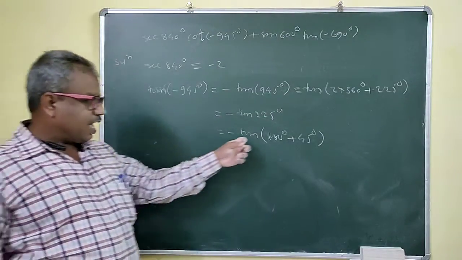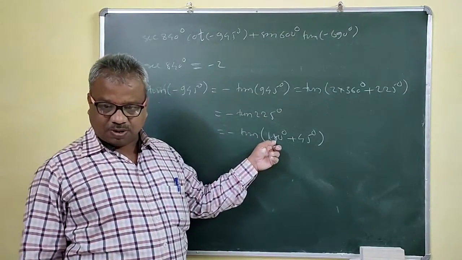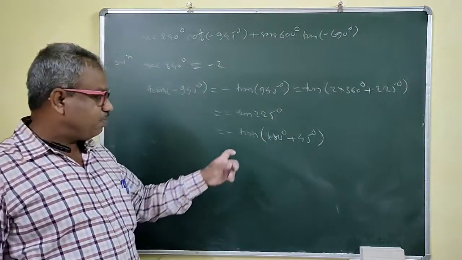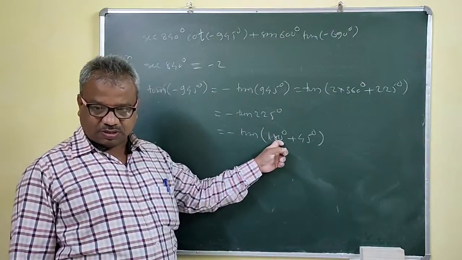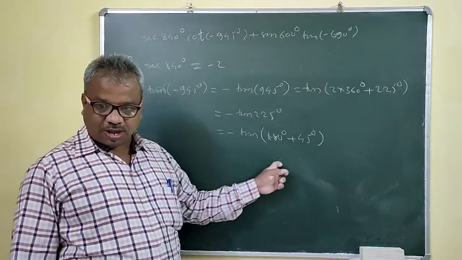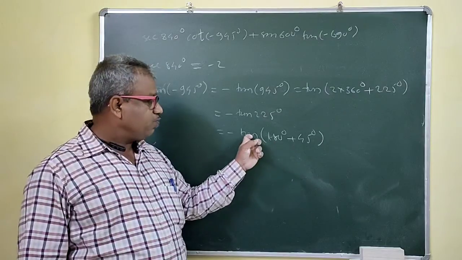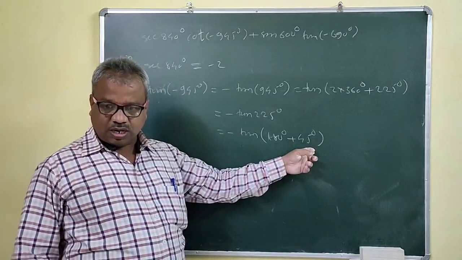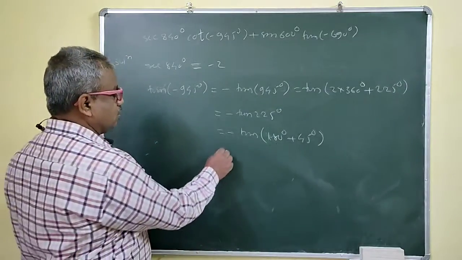Okay? So you know that tan pi is sin pi upon cos pi. Cos pi is minus 1. So tan pi is 0. You can apply the tan A plus B formula. So tan A will be 0, tan B is tan 45, right? Upon 1 minus tan A tan B. Tan pi plus 45 is what? Tan 45 degree. Right? So this is minus tan 45 degree.